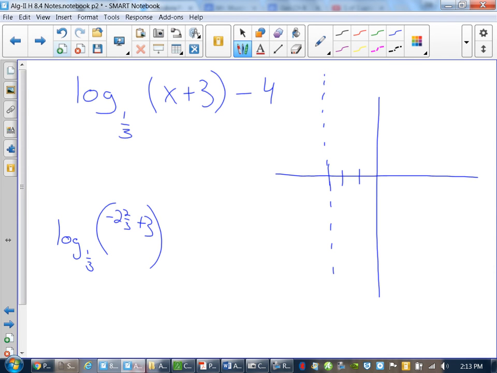So what's log base 1/3 of 1/3? 1. What's 1 minus 4? You get -3. So your ordered pair here was -2 and 2/3, or if you want to write it as -8/3, that's fine. You know how much I absolutely loathe mixed numbers? There's very few occasions they make sense. This is one of them that makes a little bit of sense.